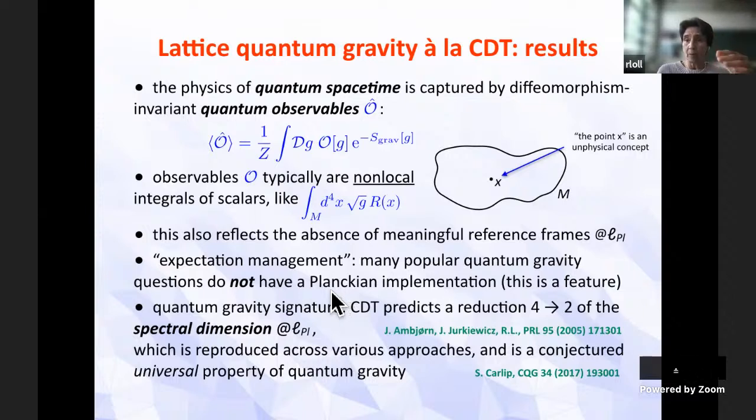There are certain things that one can extract via observables, and others that are infinitely difficult, or they don't have a Planckian implementation in terms of a diffeomorphism invariant theory formulation. So you cannot even formulate them properly. And then, of course, in a way, they don't make sense. So it's more than a technical problem.